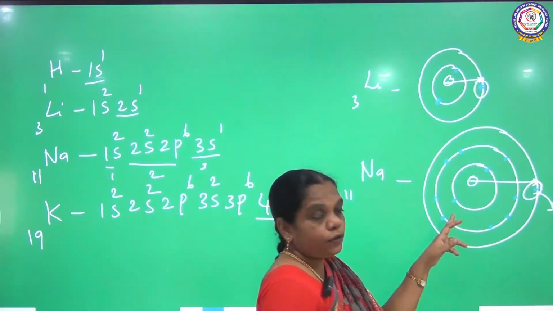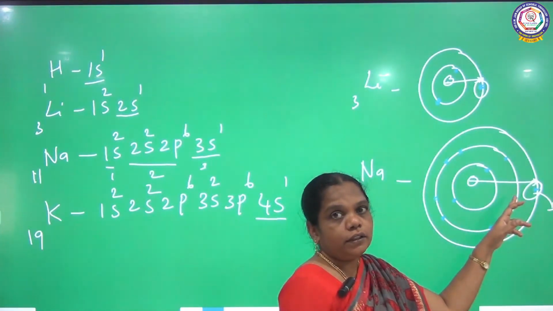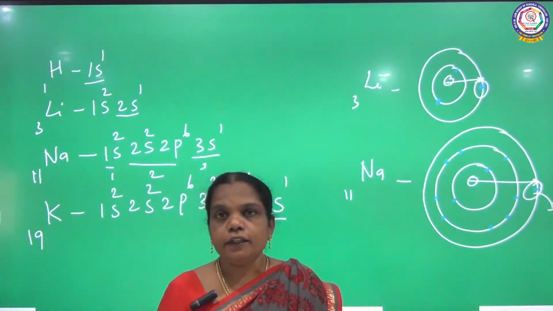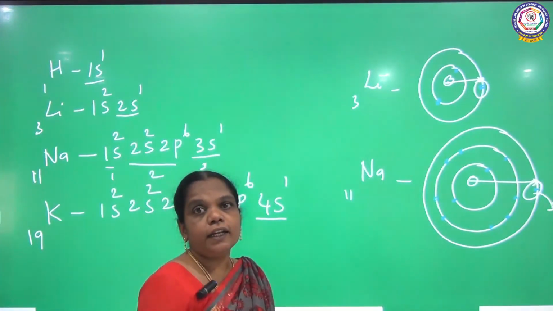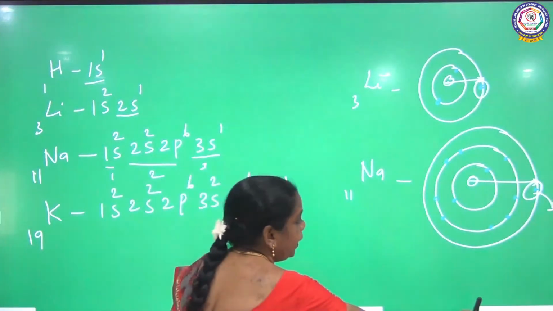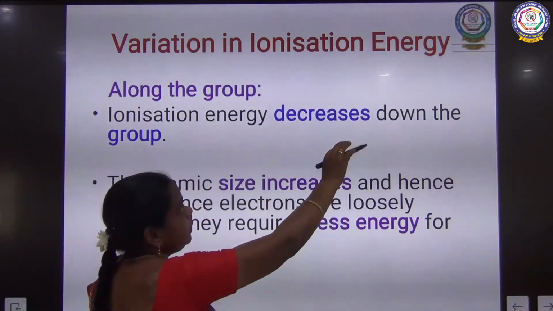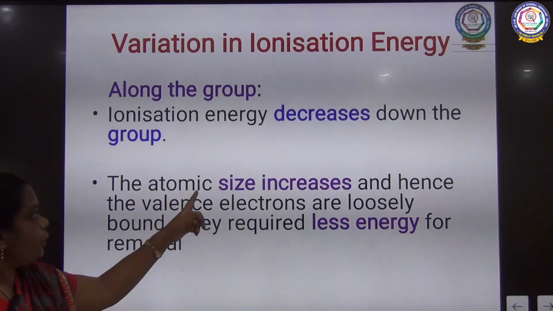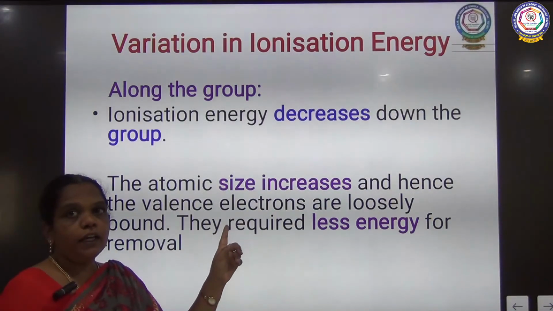If you come to sodium, the force of attraction is less because the electron is farther from the nucleus. So when comparing the ionization energy down the group, the ionization energy decreases. The ionization energy decreases as the size of the atom increases. So the ionization energy decreases down the group due to the increase in the size of an atom. With an increase in size, we require very little energy.